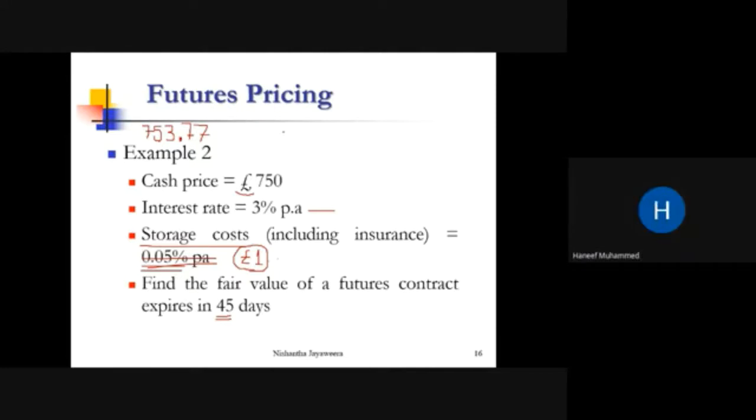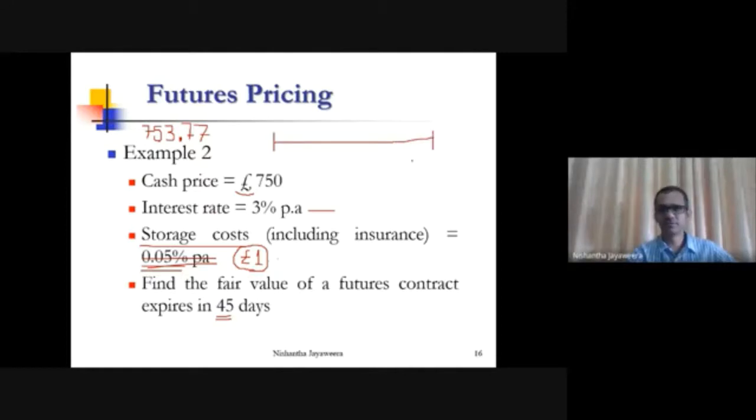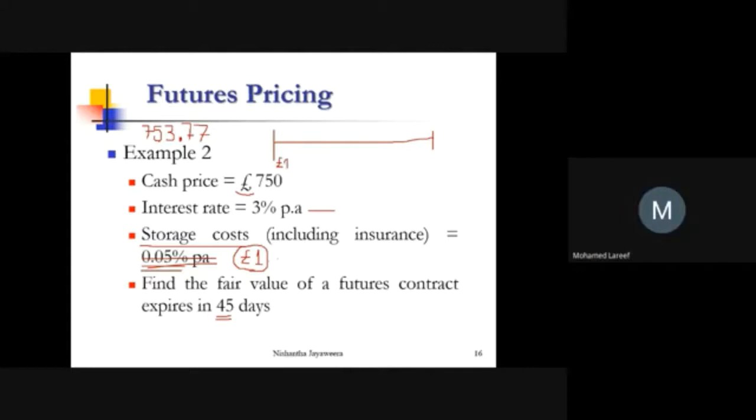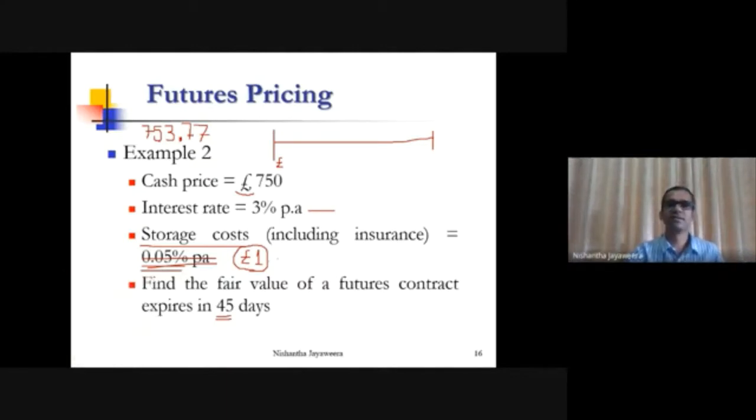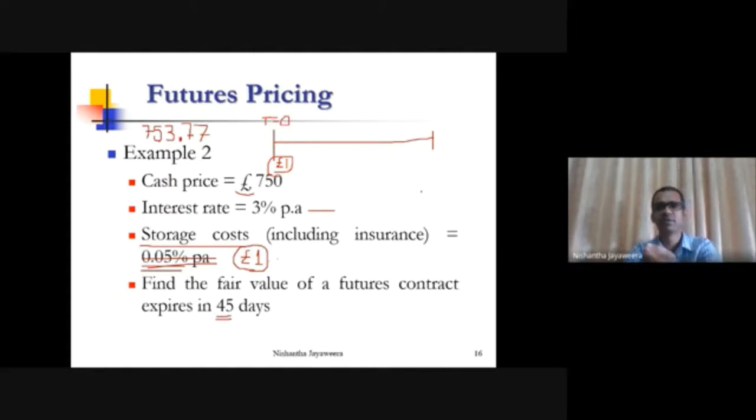The £1 is not per annum. £1 is for the 3-month period, sorry, this 45-day period. You pay it today at the beginning. So we have to find the future value for that. Yes. Because you incur the cost today, at t equals 0. Today you pay £1 to someone. That means it's like your cost or the cash price is 751 instead of 750, isn't it?